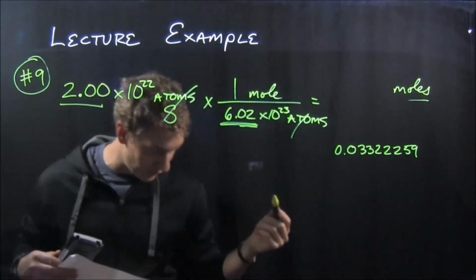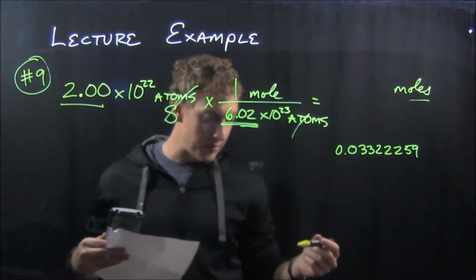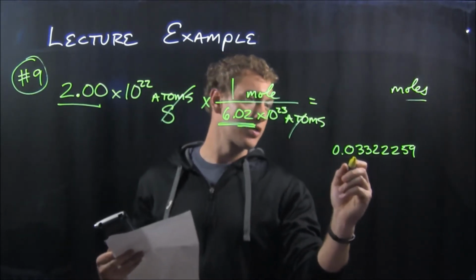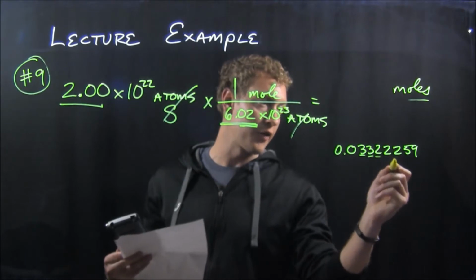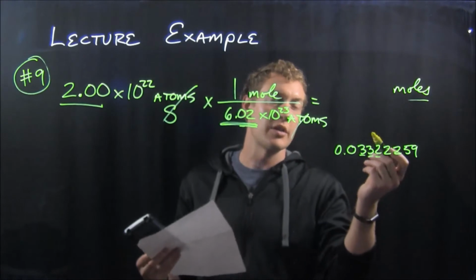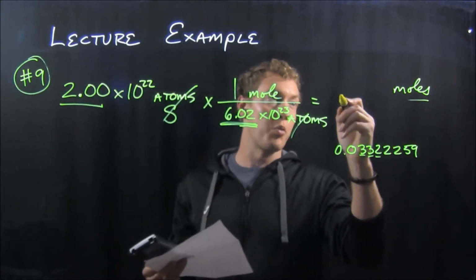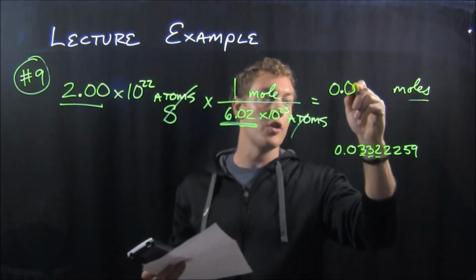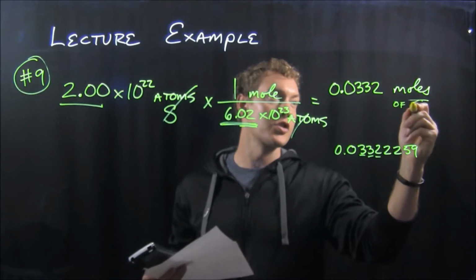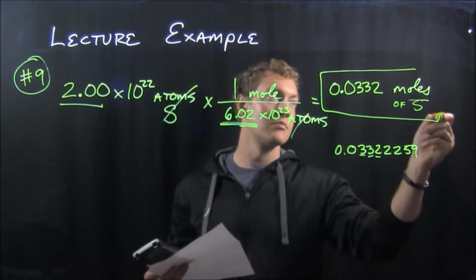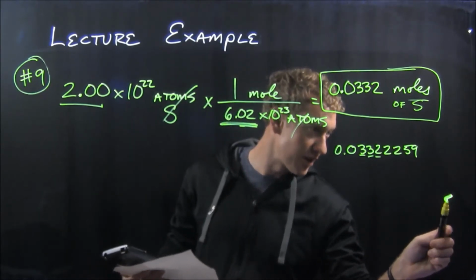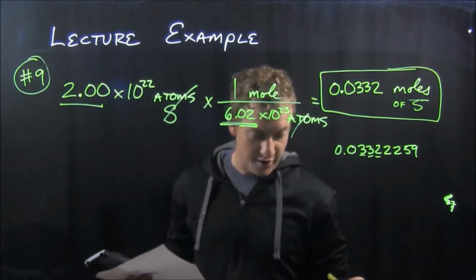In terms of sig figs, 6.02 has 3 significant figures, 2.00 has 3 significant figures. So that means that my answer, I can report to 3 significant figures. So we're going to keep the 3, and that first 2 is followed by a 2, so it's going to stay the same, round down. And so we would report that as 0.0332 moles of sulfur. My marker appears to be exploding on me, so that's no good.